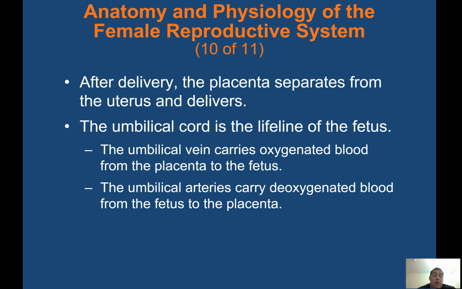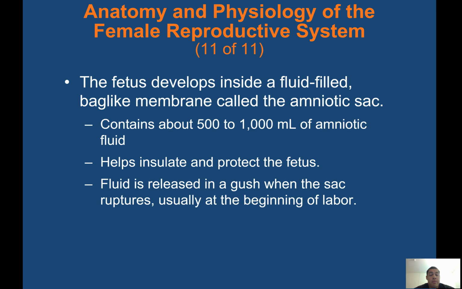After delivery, the placenta separates from the uterus and delivers. The umbilical cord is the lifeline of the fetus. The umbilical vein carries oxygenated blood from the placenta to the fetus. The umbilical arteries carry deoxygenated blood from the fetus to the placenta. The fetus develops inside a fluid-filled, bag-like membrane called the amniotic sac. It contains about 500 to 1,000 milliliters of amniotic fluid, or 1 liter, which helps insulate and protect the fetus. The fluid is released in a gush when the sac ruptures, usually at the beginning of labor.